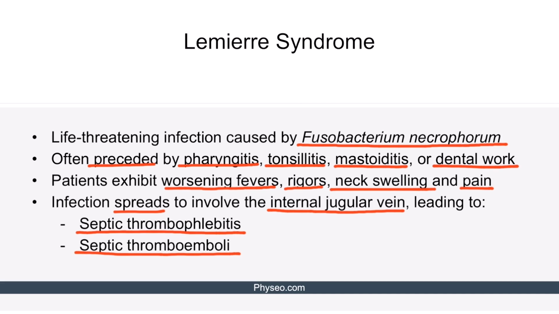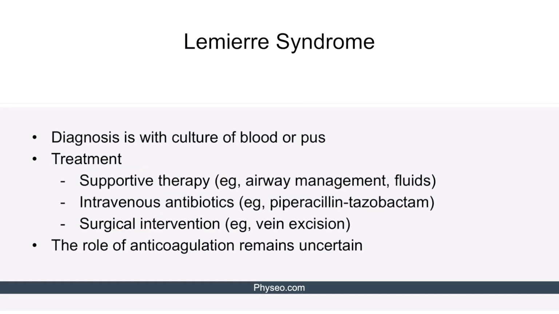of an associated infection. Depending on the extent of the clot and its embolization, patients may quickly decompensate and even expire, which is why it's so important to recognize Lemierre syndrome early and give the appropriate treatment. The diagnosis of Lemierre syndrome is made with a culture of blood or pus, and the treatment begins with supportive therapy, such as airway management and IV fluids.